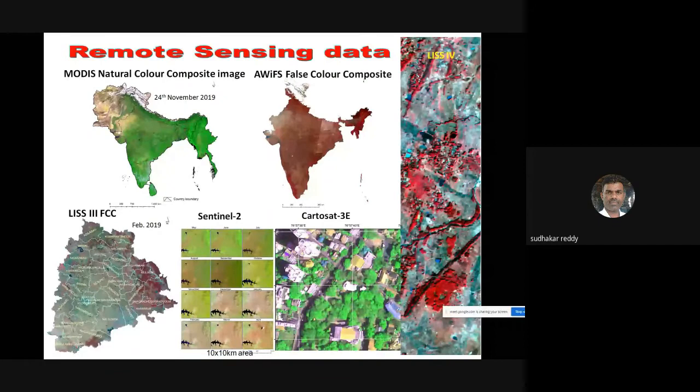And what is remote sensing data? The remote sensing here, whatever information we are getting, is without any physical contact. Here I am showing the multispectral images, and satellites like IRS, MODIS, Cartosat and Sentinel are situated more than 500 kilometers from the Earth's surface, and they are detecting the information and identifying the surface features through the multispectral capability.